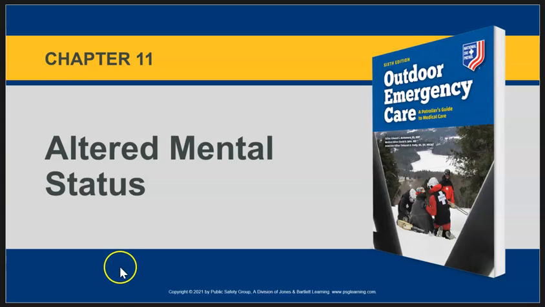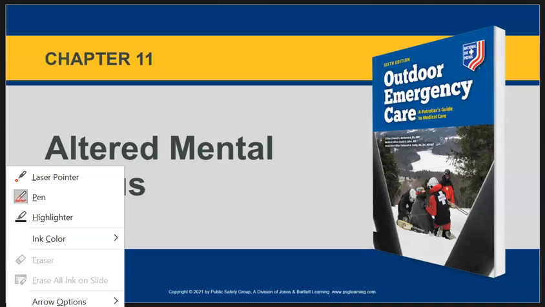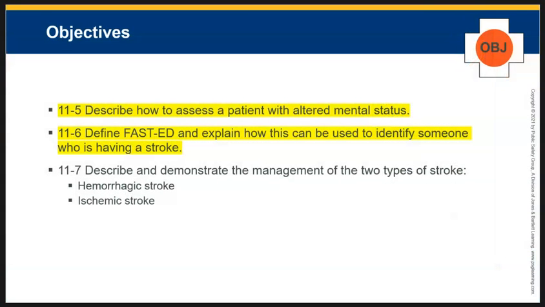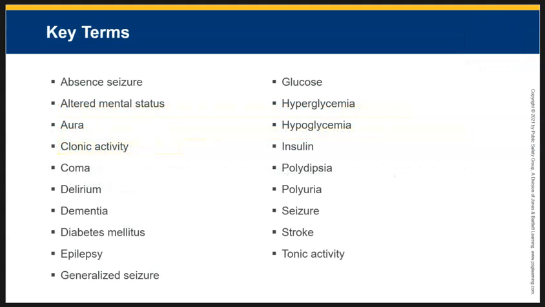This video continues Chapter 11 of OEC 6, and we're going to take a look specifically at the assessment of patients with AMS. So we'll talk about using this acronym, FAST-ED, to talk about someone who may be having a stroke, and more broadly about assessment of a patient with altered mental status.